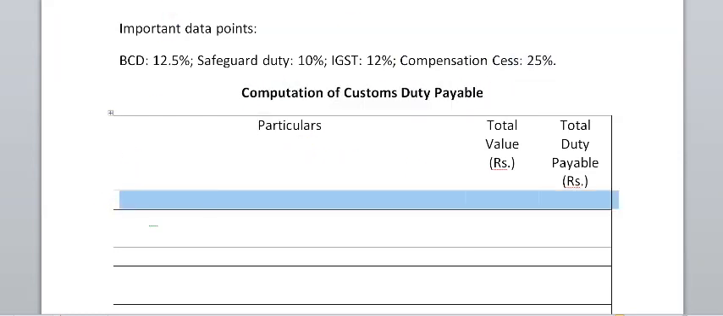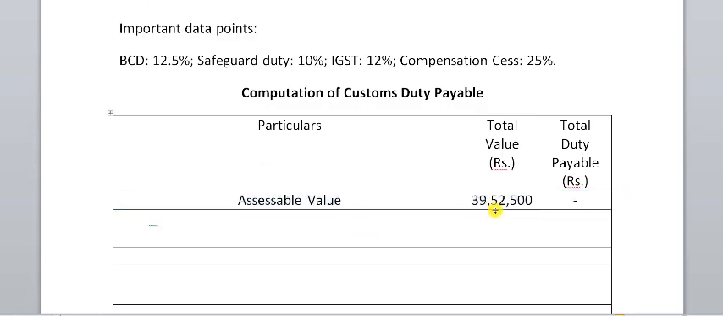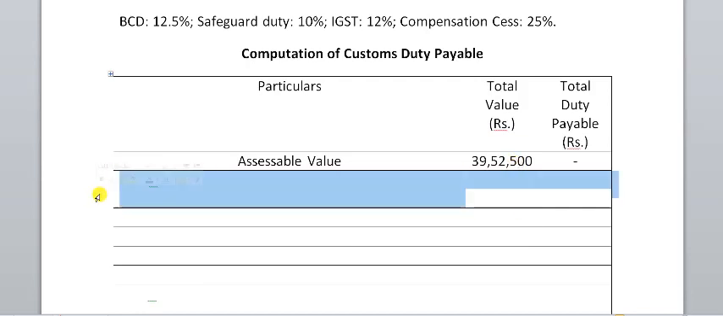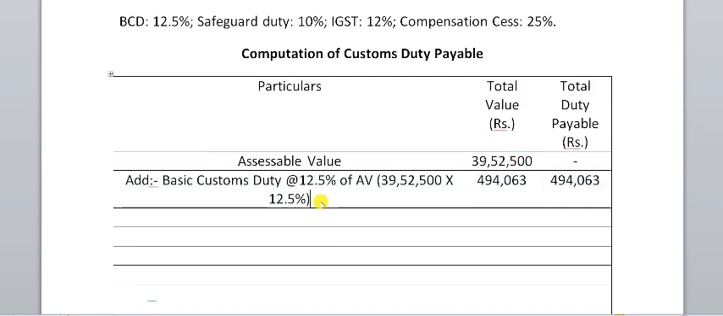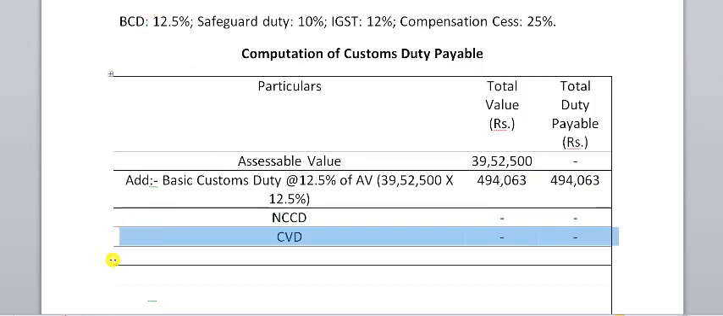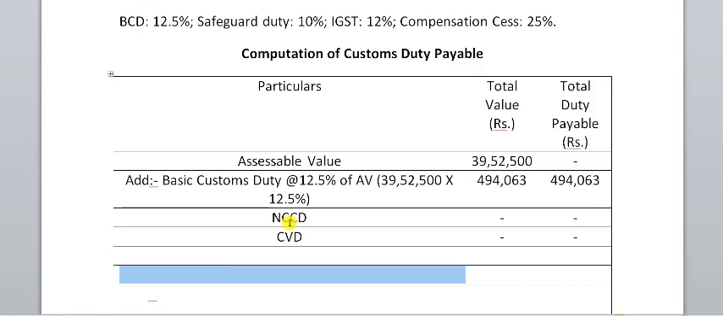Next, once we have found out the assessable value, let's go and find out the customs duty payable. So customs duty payable will begin by taking the assessable value 39,52,500. First and foremost, basic customs duty at 12.5% on assessable value. So 39,52,500 into 12.5%, 4,94,063. NCCD is not given, CVD is not given. NCCD is National Calamity Contingent Duty, not mentioned. Countervailing duty is also not given.